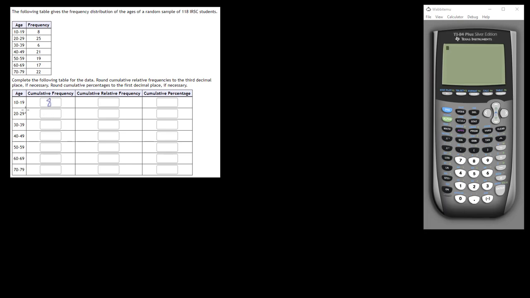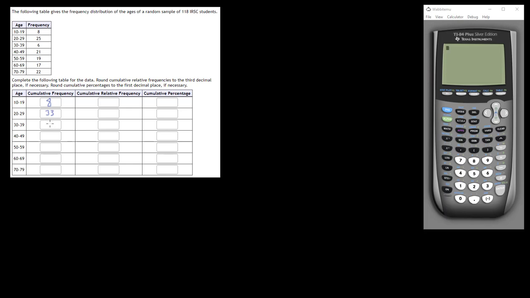Okay. Now, for 20 to 29, the way you calculate cumulative frequency is you take the frequency of this class and add it to all of the prior frequencies. So 25 is the frequency of the class 20 to 29, but we need to add it to any of the prior frequencies. So 8. So that's going to give us what? 8 plus 25 is 33.